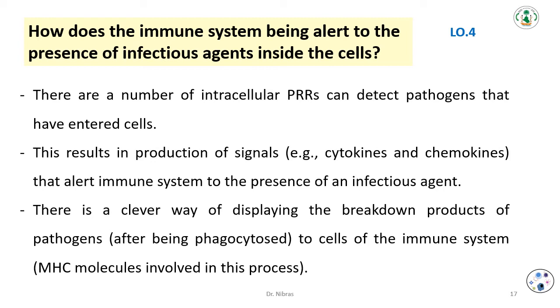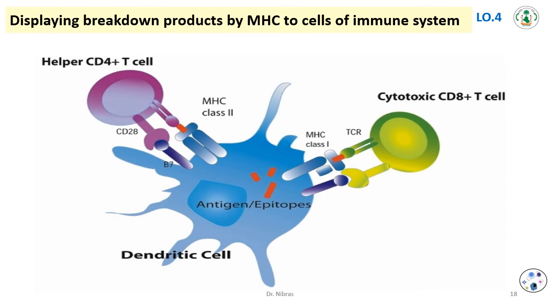There is a clever way of displaying the breakdown product of a pathogen after phagocytosis to cells of the immune system through binding with MHC. MHC molecules are involved in this process. MHC means major histocompatibility complex, which is involved in displaying the breakdown product of the pathogen on antigen presenting cells, APC, to the cells of the adaptive immune system. It's also involved in transplantation. Display of breakdown product by MHC to cells of the immune system.